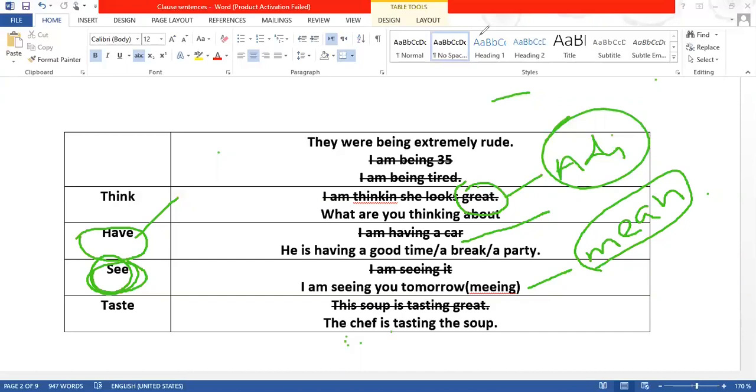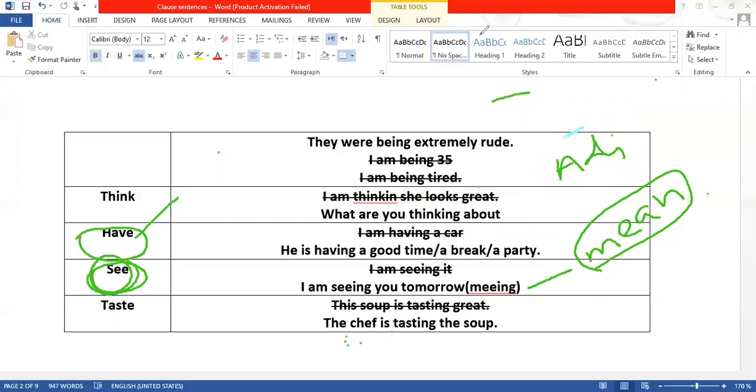I'm seeing him these days, like I'm meeting him every day. So when you use it as an action verb, it changes the meaning. Otherwise, we do not use it as an action verb. So there are certain verbs that work in a state sentence and have one meaning, while they can be used as an action verb and have a different meaning.